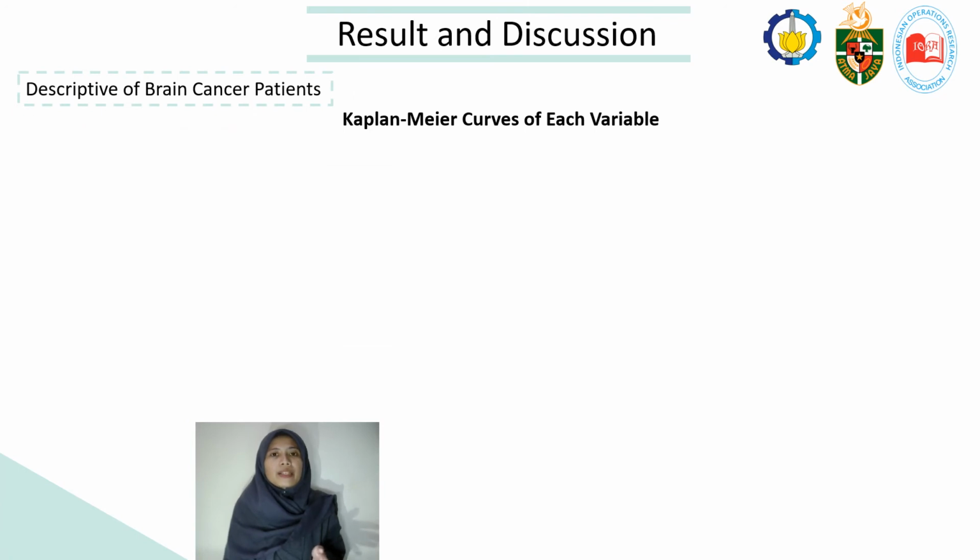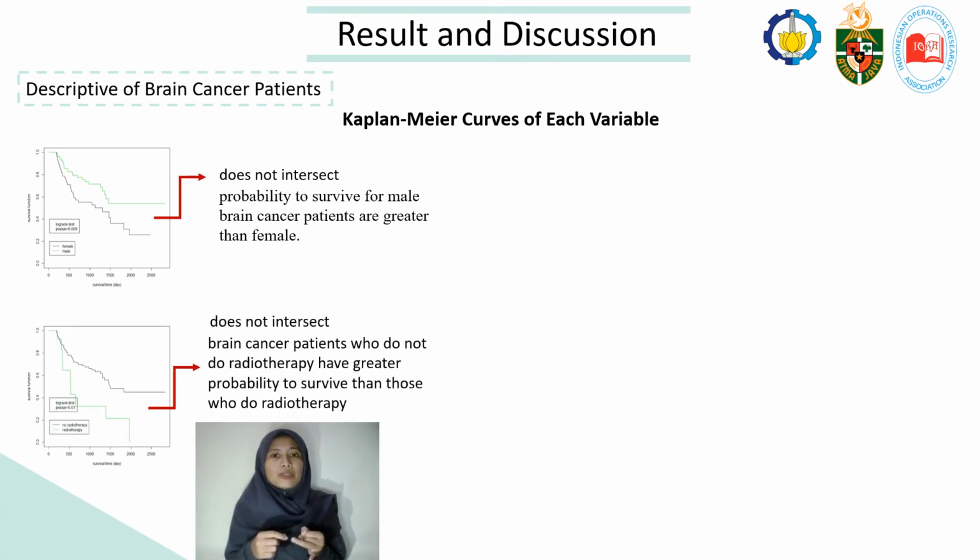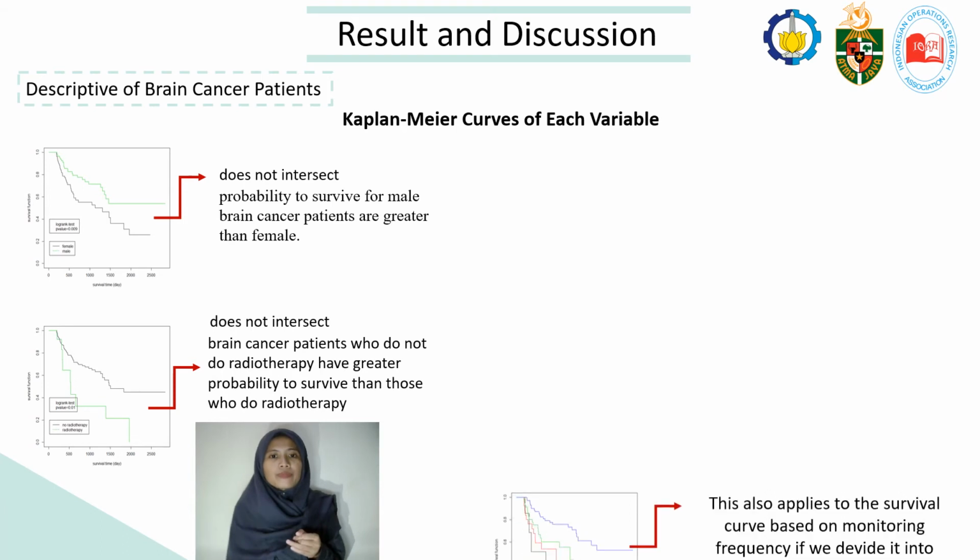Here is the Kaplan-Meier curve of each variable. In the sex variable, we know that both lines don't intersect, which concludes that the probability to survive for male brain cancer patients is greater than the female. From the radiotherapy treatment variable, we also know that both lines don't intersect, which means that the brain cancer patients who do not do radiotherapy have a greater probability to survive than those who do radiotherapy.